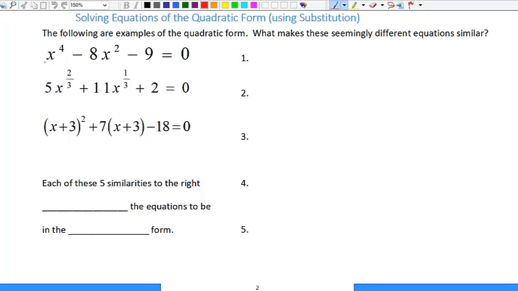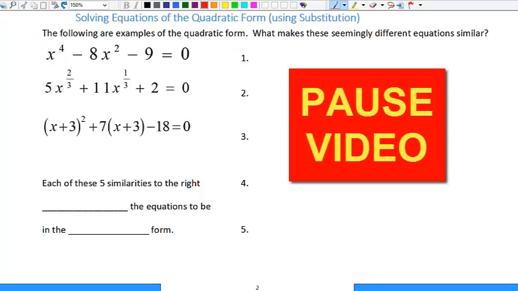We are now going to solve equations of the quadratic form using substitution. The following are examples of equations of the quadratic form. So what we first need to do is decide what makes these seemingly different equations similar. Go ahead and pause the video and see if you can look at these three equations and find some similarities.